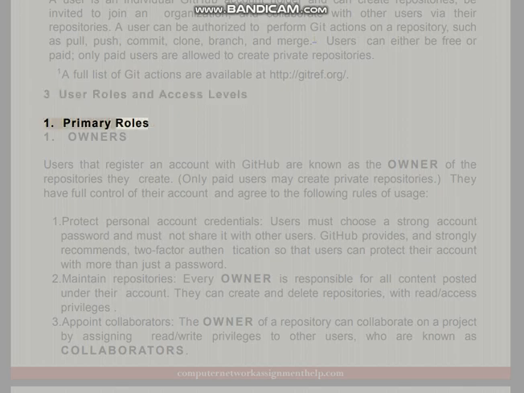3. User roles and access levels. 1. Primary roles. 1. Owners. Users that register an account with GitHub are known as the OWNERS of the repositories they create. Only paid users may create private repositories. They have full control of their account and agree to the following rules of usage.